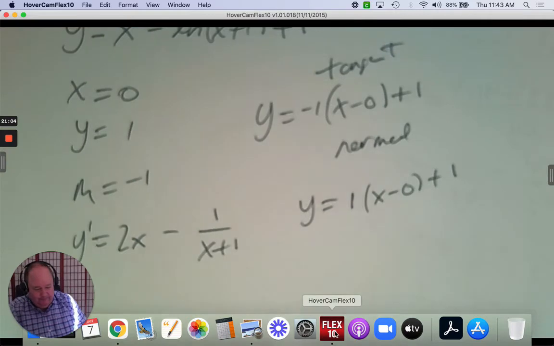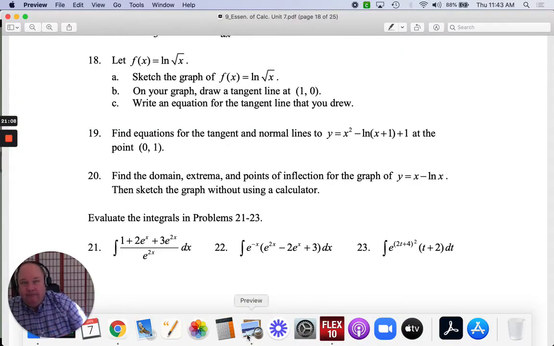20. Find the domain, extrema, points of inflection. All right, this is a good one. y equals x subtract ln x. It's a good one when we review. It's a good one where it has a bunch of steps involved.